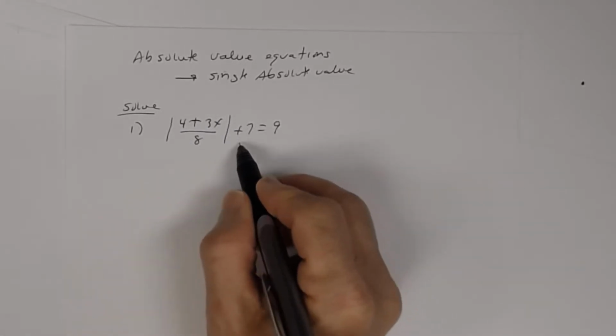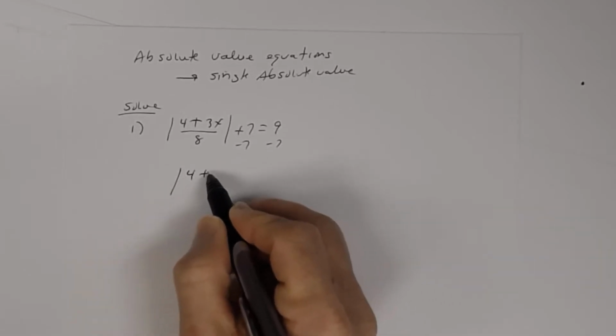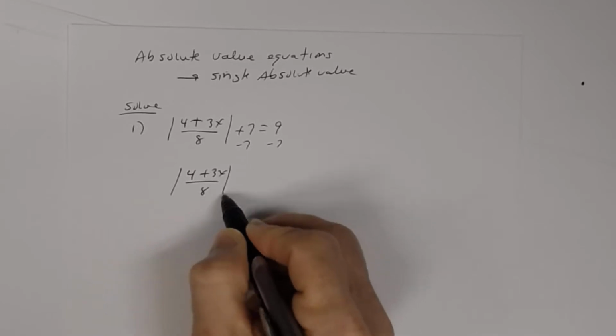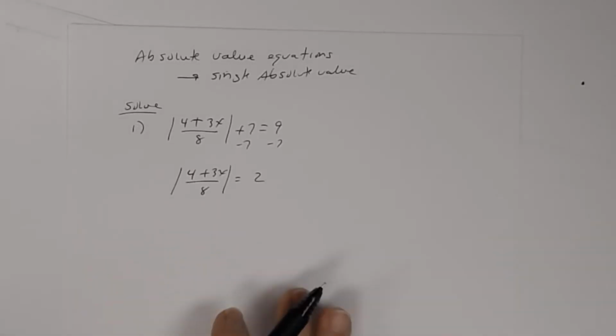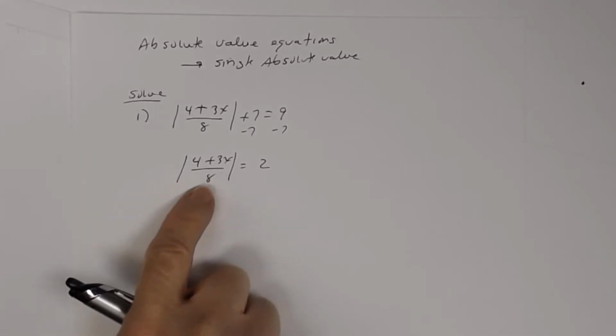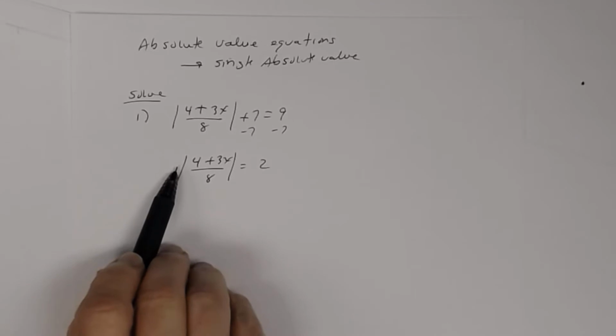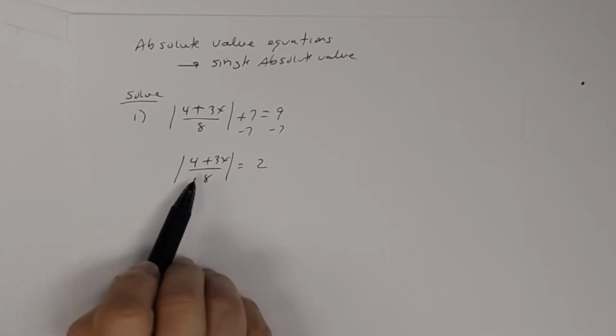So right now I'm adding 7. The opposite is to subtract 7. And so I get the absolute value of (4 plus 3x) divided by 8 is equal to 2. Now again, notice you see the absolute value bars, right? Now once you get to this point, and notice there's a coefficient of 1 here, so that's always what you want. You want a coefficient of 1 on the absolute value bar expression.